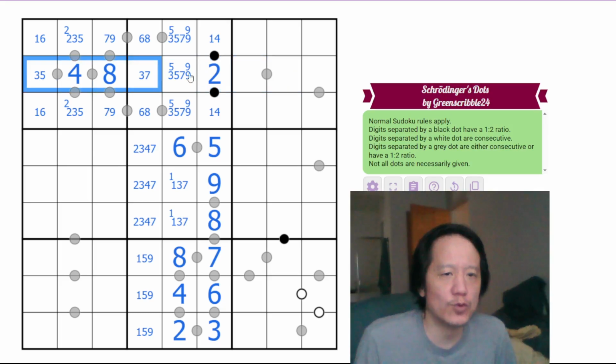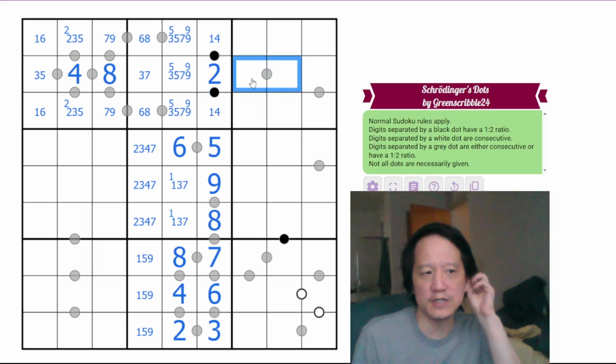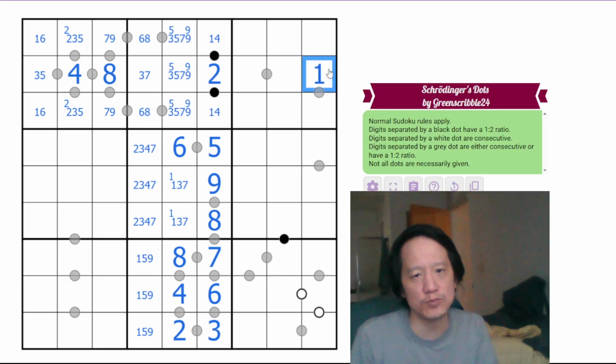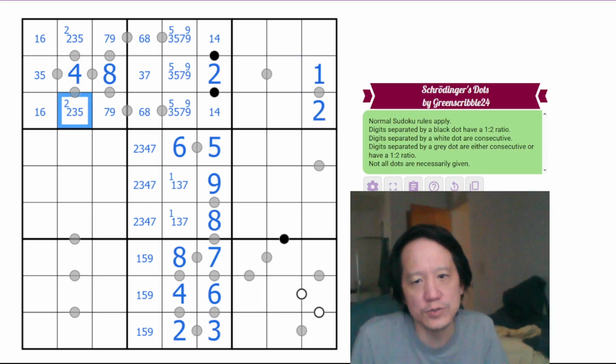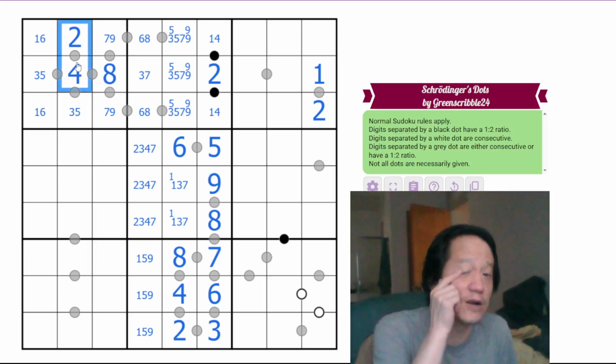1, where is 1 in row 2? 1 can't be here because it has no relationship with 4. Can't be here because of the 1-4 pair in the box. Can't be here because the only relationship it has with a digit is with 2, and 2 is already in the row. So it must be here. So this is 1. It has a relationship with 2. So this is 2. That means 2 cannot be here. So where is the 2 in this box? It must be here. So the 2 is there.